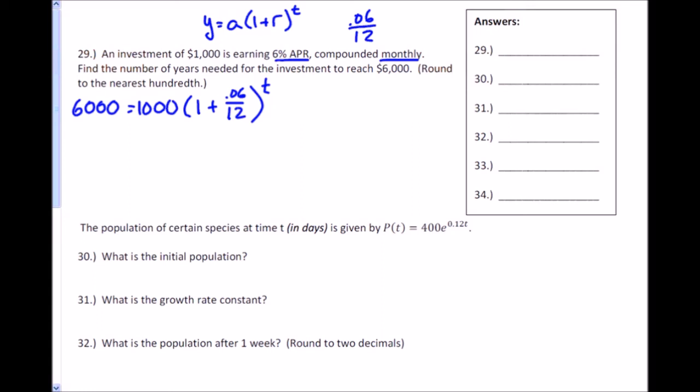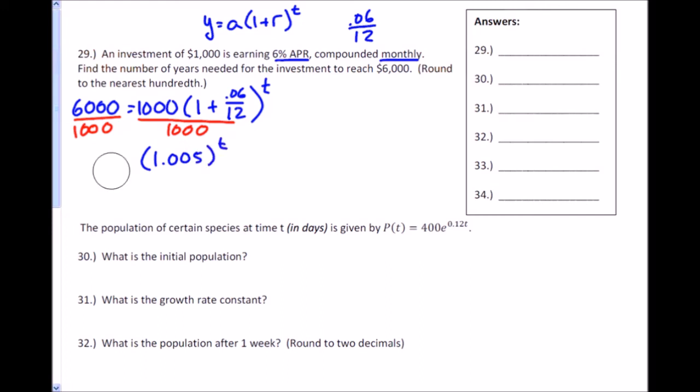All right. So as I start to simplify this, the first thing I do is divide each side by this 1,000. I've got to isolate the exponential part of the function. So that's going to leave me with a 6 equals. In here, I can simplify this a little bit. I can divide the 0.06 by the 12, and I can add that to the 1. And when I do that, that's going to be 1.005 raised to the t.